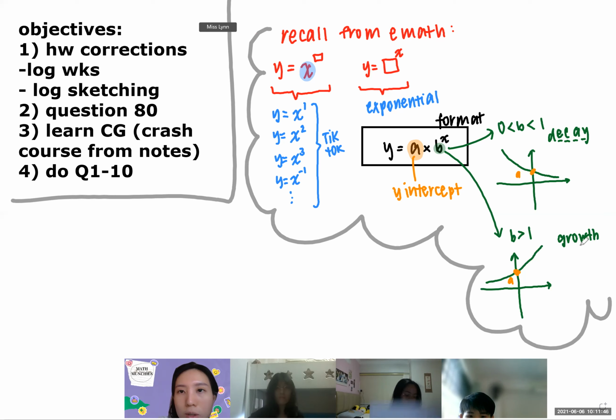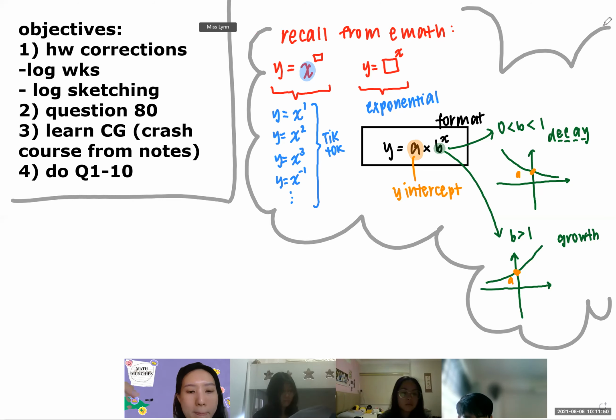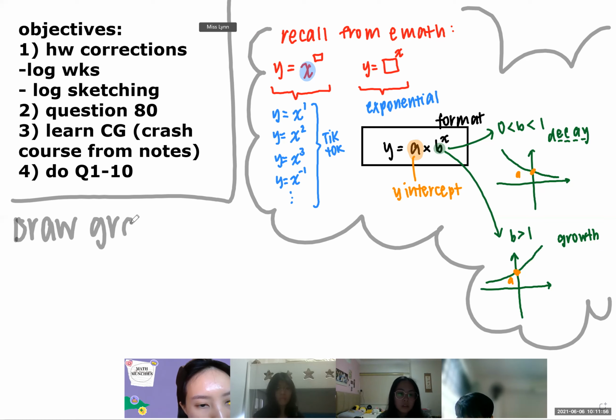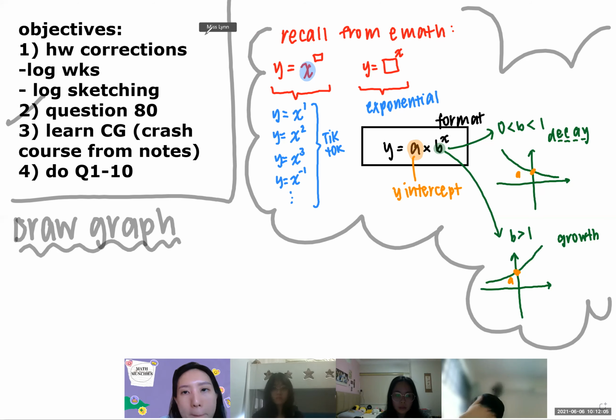What's the name of the graph that they give you? Y equals e to the power of 2x minus 2. Okay, so we are doing objective 2 now. So we are drawing the graph. And the graph is what again? Y equals e to the power of 2x minus 2.